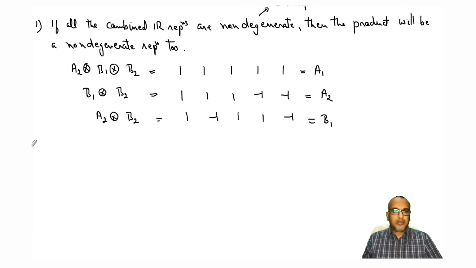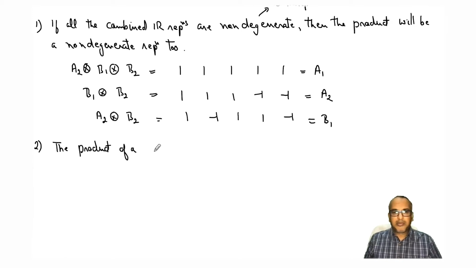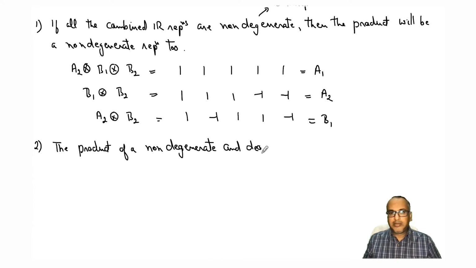All right. So then the second, again, let me first write down the statement and then we will explain. The product of a non-degenerate and a degenerate representation is a degenerate representation.